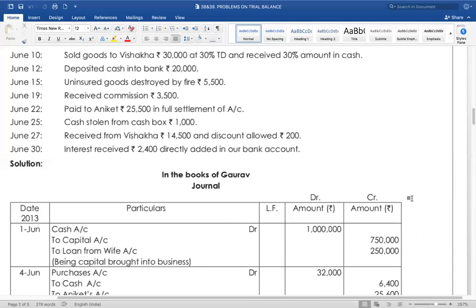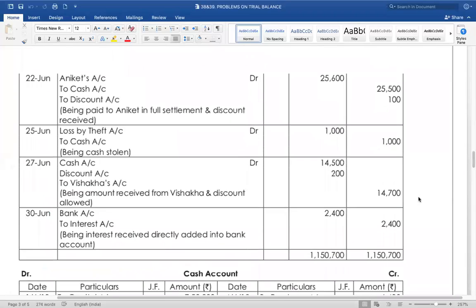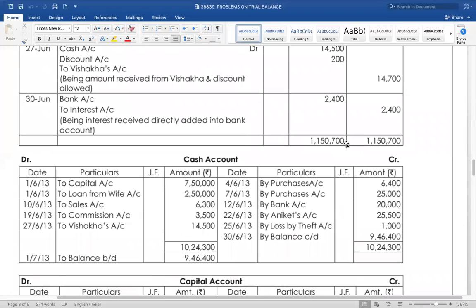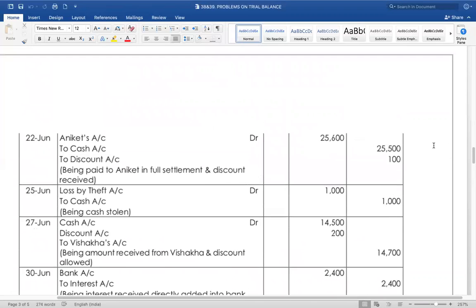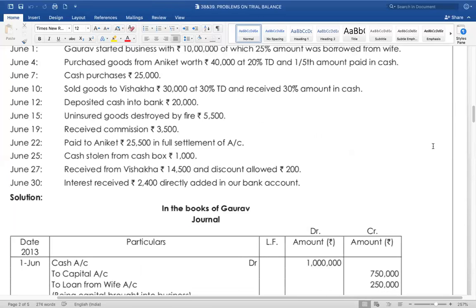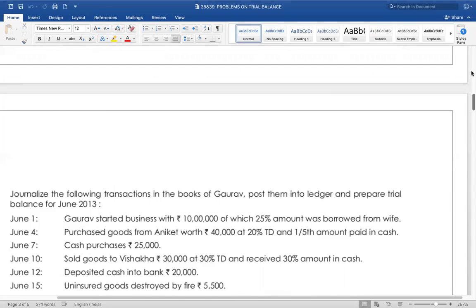And lastly, interest receipt 2,400 directly added into the bank account. Bank account debit to interest 2,400. So take the total. The totals will be matching, 11,50,700 and 11,50,700. If this total is not matching, then we have done something wrong. That's the trial balance.